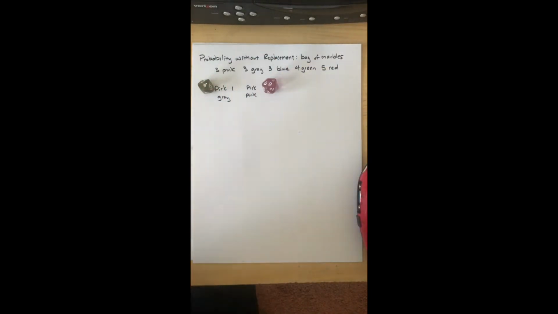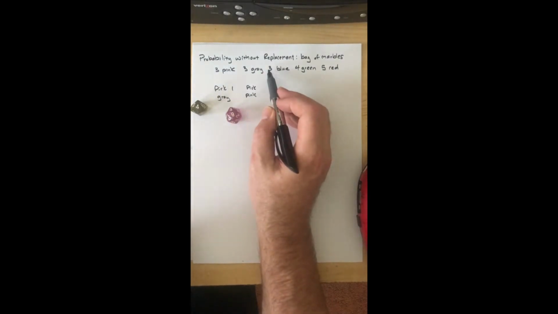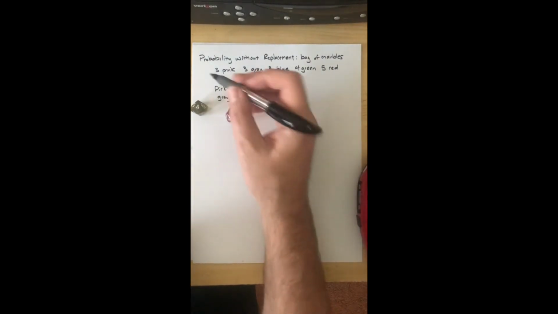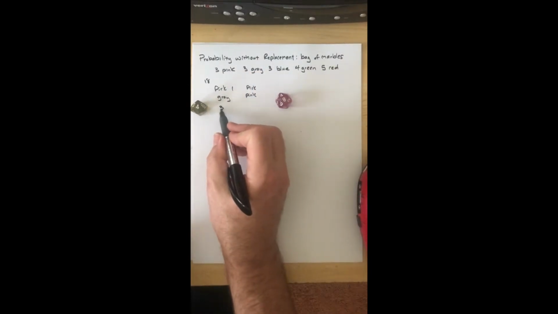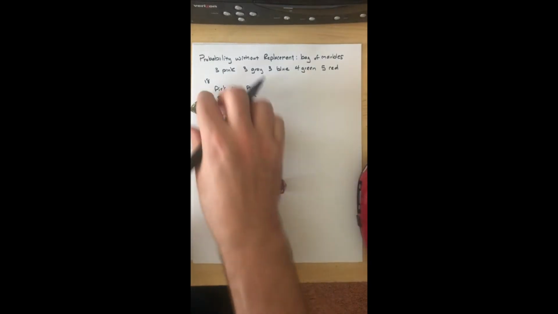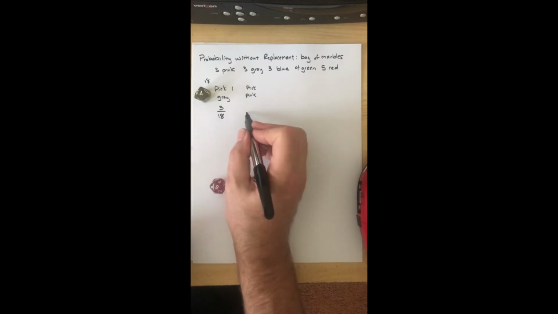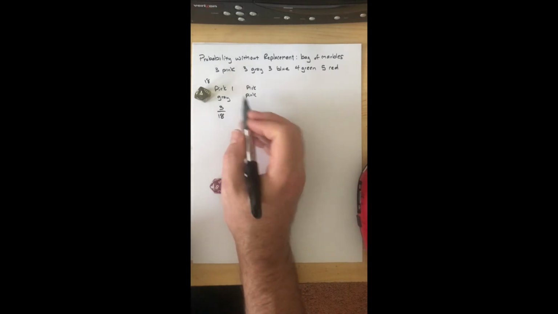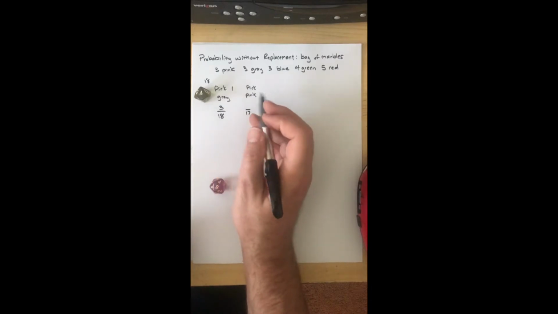3 plus 3 plus 3 is 9, and 4 plus 5 is 9, so there's 18 marbles in total here. So getting that gray marble, there were 3 gray ones out of the total of 18. Now since I did not put this back in, what changes was the total. It goes down to 17. It didn't affect the pink because we picked gray. If I had picked pink first, that would be different.